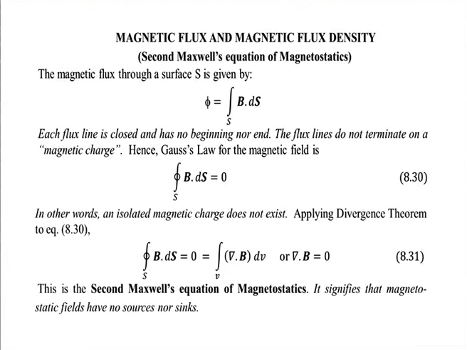If we apply the divergence theorem to equation 8.30, we get a volume integral, and from there we get del dot B is equal to 0. This is the second Maxwell's equation of magnetostatics, which indicates that magnetostatic fields have no sources nor sinks.